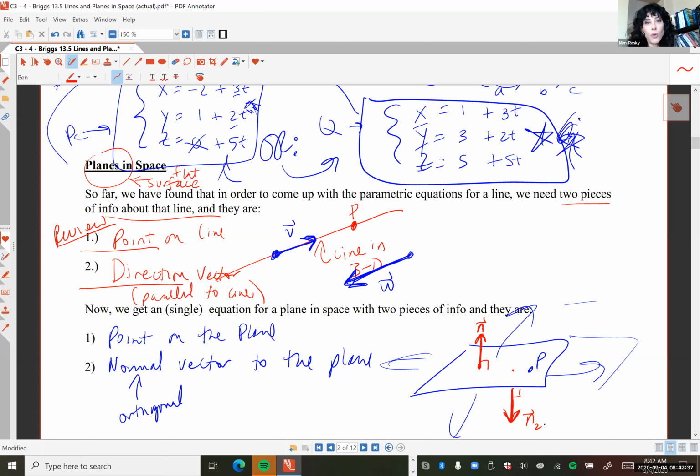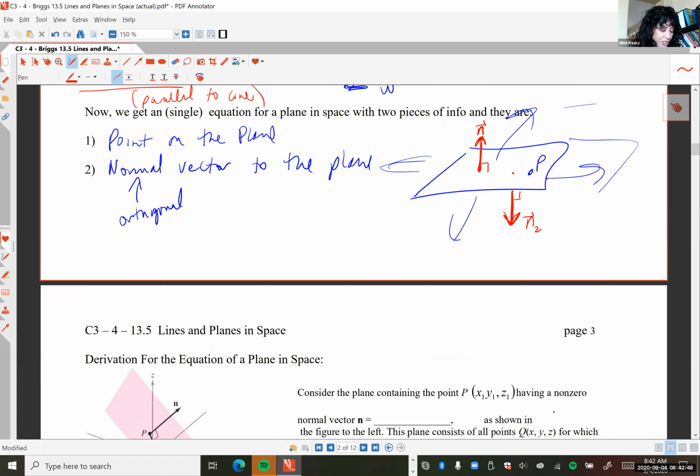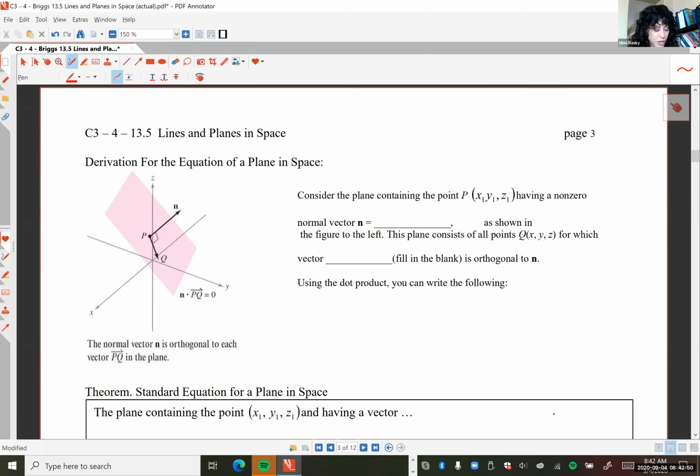Now, I'm not going to give you the equation for a plane right off the bat. I'm going to make you think a little bit. I'm actually going to derive it, because if you ever forget, you can derive it also. So let's look at the derivation and then we'll cut to the actual equation you're going to need.